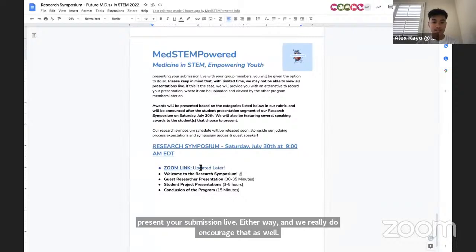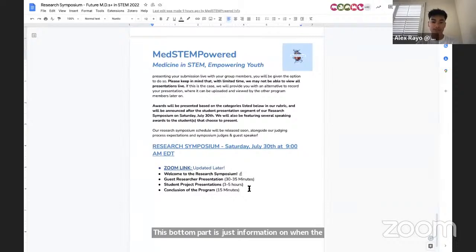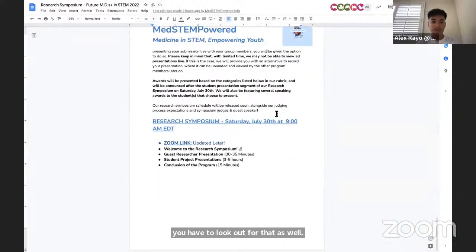This bottom part is just information on when the research symposium is actually taking place and the agenda for that day. And again, there will be awards given out for projects. These awards are not only for the project itself, but also the speaking components. So there will be some awards for the groups that choose to present live. So be on the lookout for that as well. Okay, that is this whole document.